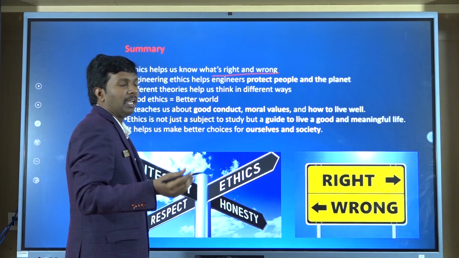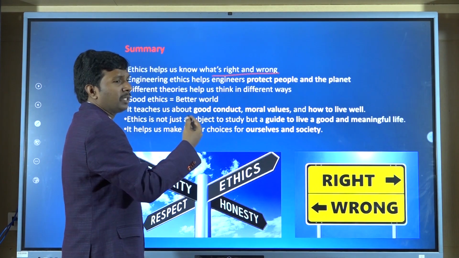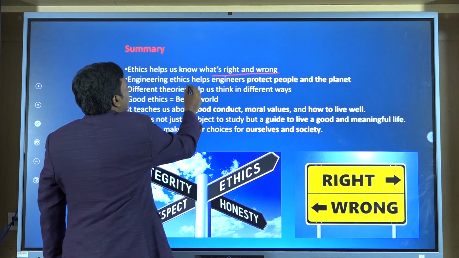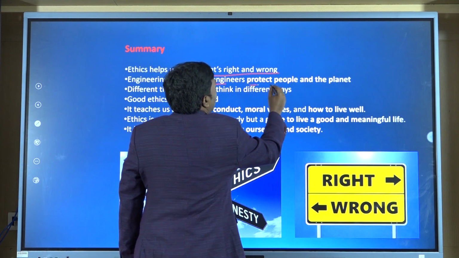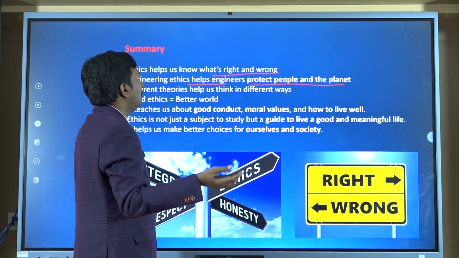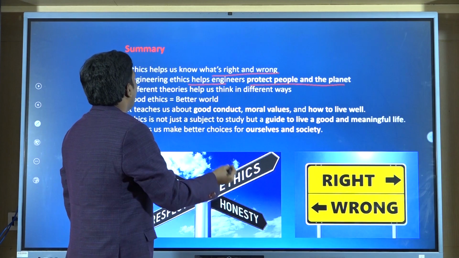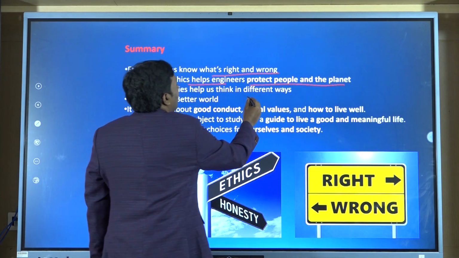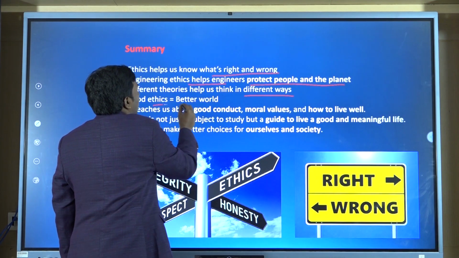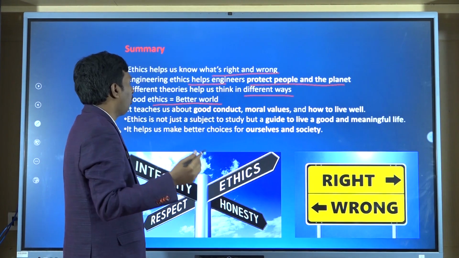So after finishing this class, we came to know what ethics is. Ethics helps us know what is right and what is wrong. Engineering ethics also helps engineers protect people and the planet. We all do different jobs in society, but as engineers we have to protect the people and the planet. Different theories help us think in different ways, and as I said, good ethics equals a better world. If we follow good ethics, we will see a better world.